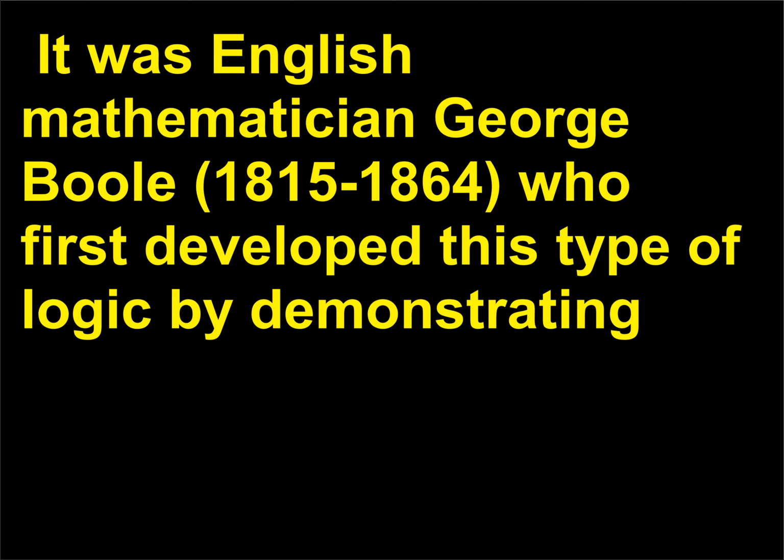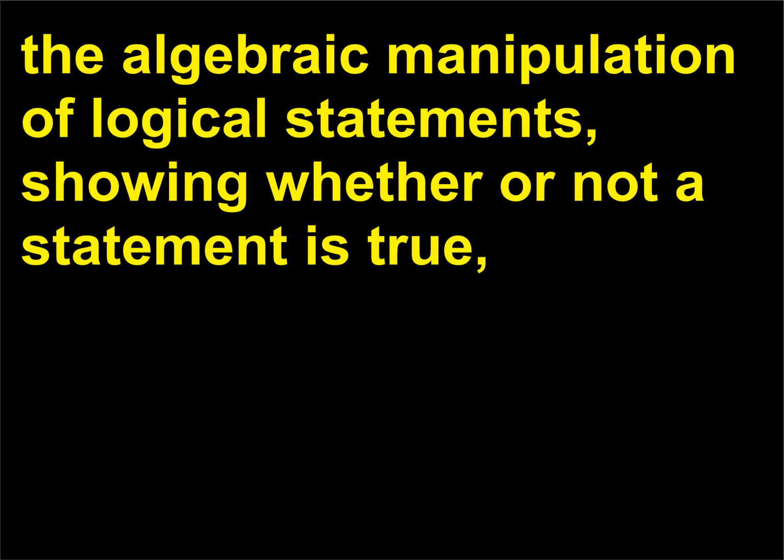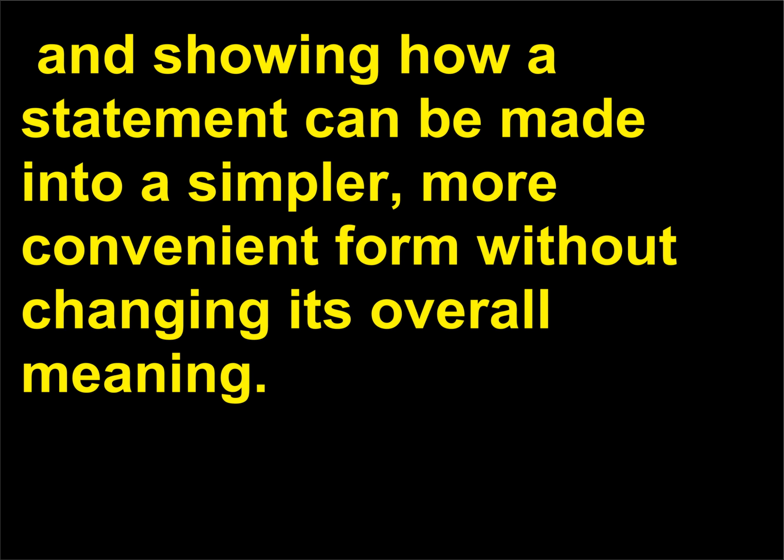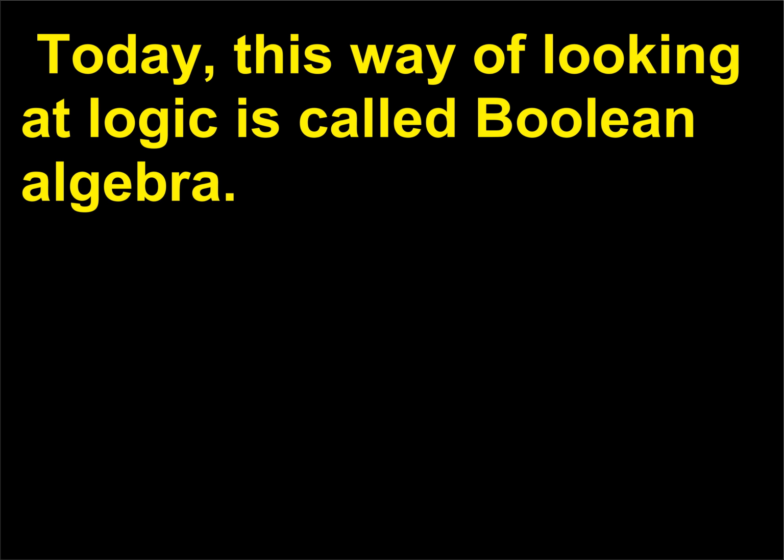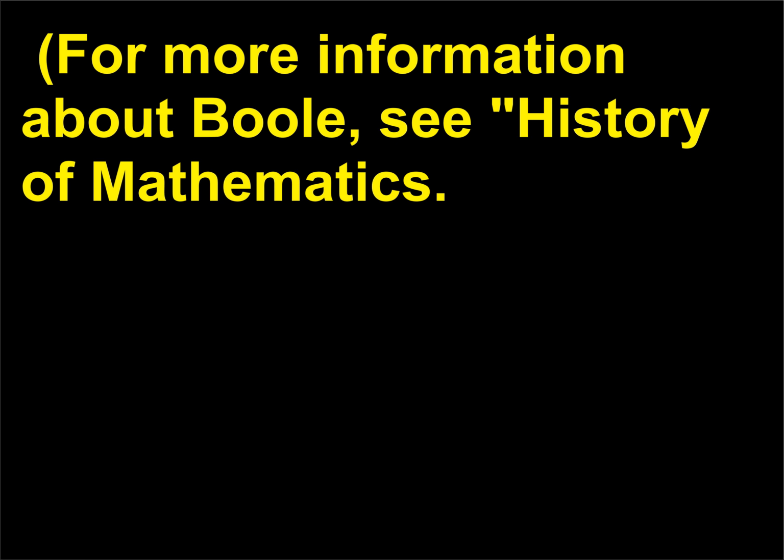It was English mathematician George Boole, 1815-1864, who first developed this type of logic by demonstrating the algebraic manipulation of logical statements, showing whether or not a statement is true, and showing how a statement can be made into a simpler, more convenient form without changing its overall meaning. Today, this way of looking at logic is called Boolean algebra. For more information about Boole, see History of Mathematics.